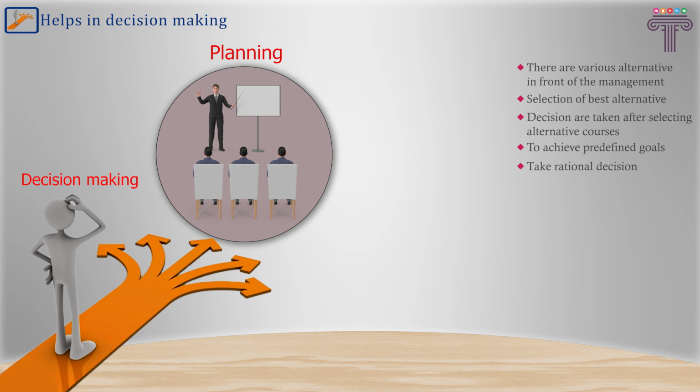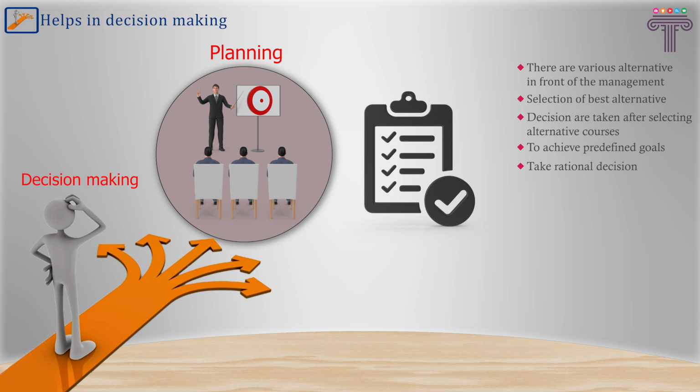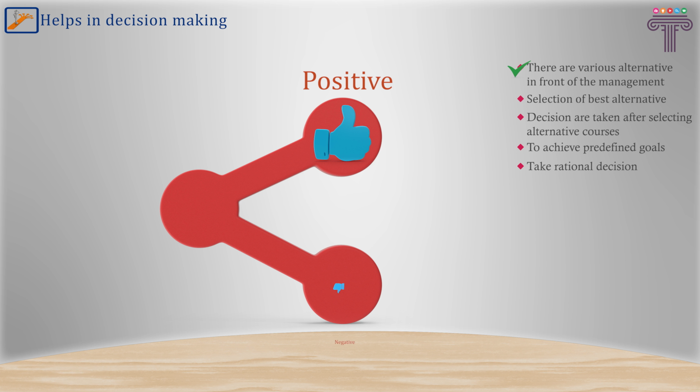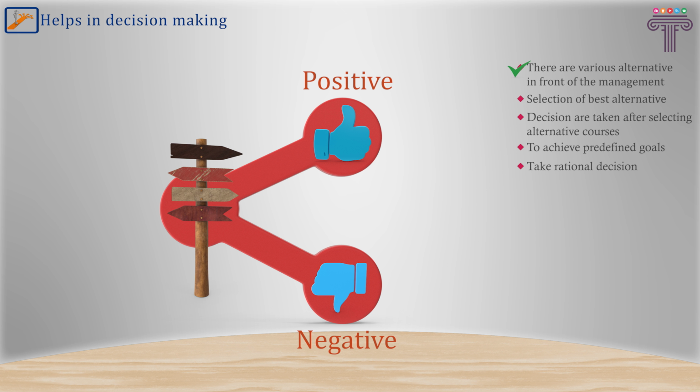Understand that there are various alternatives available in the hands of a manager in order to achieve a specific task or organization's goal. What should the individual or manager do? He should analyze all the possible alternatives with their positive and negative outcomes, and then choose the best one. This is where planning helps us choose the best one by taking rational and sensible decisions. Hence, planning helps in taking better decisions.